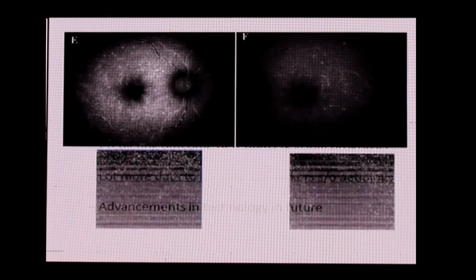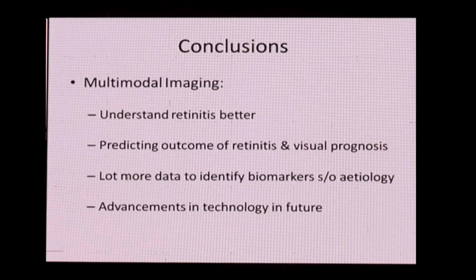So, to conclude, multimodal imaging has helped us understand the retinitis better. It has been able to help us predict the outcome of retinitis and the visual prognosis in many cases. But whether you can differentiate the etiology of the type of retinitis, again, you need a lot more data to identify the biomarkers. And of course, the time is not very far when we have advancements in technology, and we should be able to do that as well.